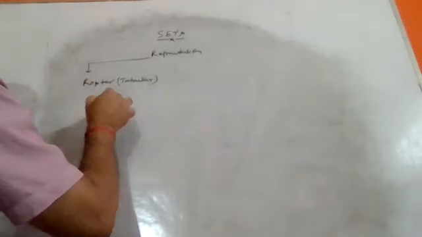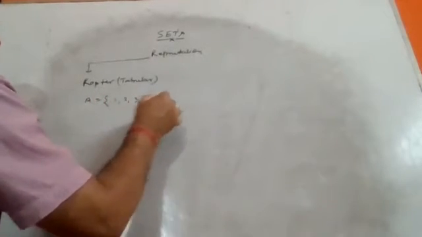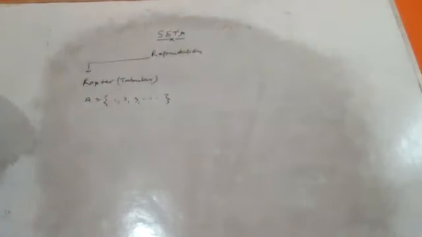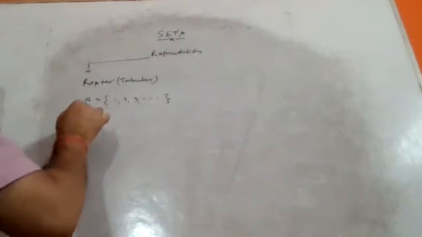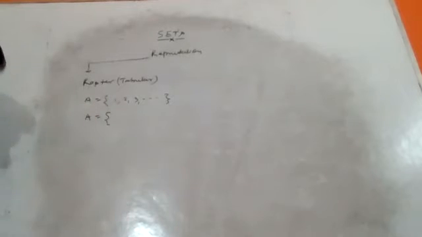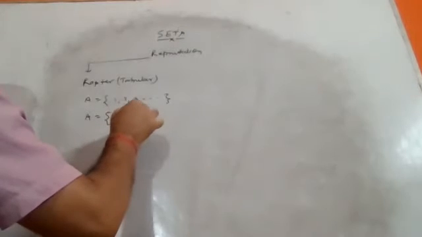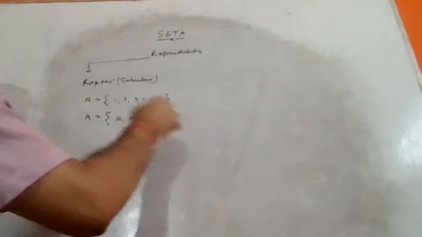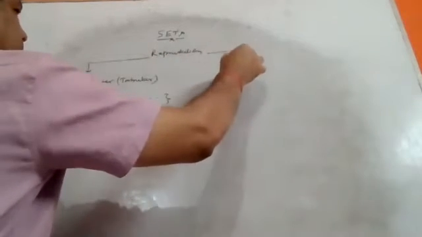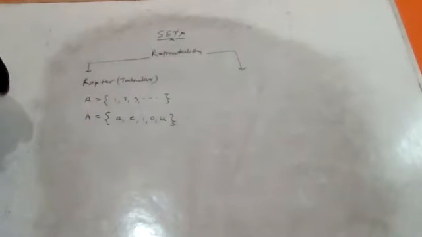So what is roster form? In roster form or tabular form, we define sets by a listing method, like numbers 1, 2, 3, and so on. If the elements are listed and separated by commas, it is known as roster form or tabular form. For example, if we want to write the set of vowels, that is A, E, I, O, U. So in roster form, we define elements separated by commas, or in a listing manner.